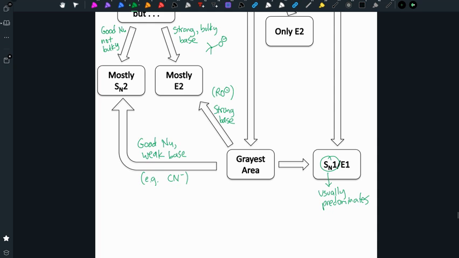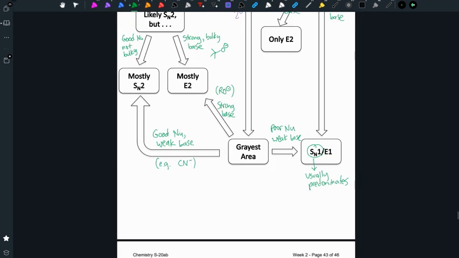With secondary, we've seen you can form a carbocation there. So SN1 and E1 are a possibility, but only if your other reactant is not a good nucleophile and not a strong base. Okay, so if you have a poor nucleophile and a weak base in a secondary case, that's where you'd expect SN1 and E1.